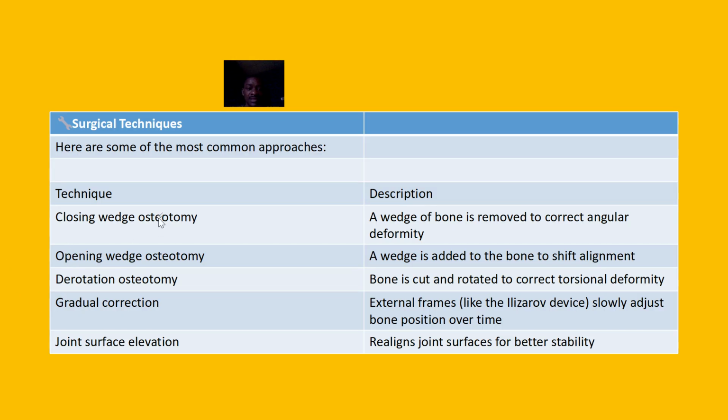So the surgical techniques that you do before you align it are closed wedge osteotomy, open wedge osteotomy, derotation osteotomy, gradual correction, and joint surface elevation. Don't worry, I just listed all of them because later on we'll have special lectures on it.